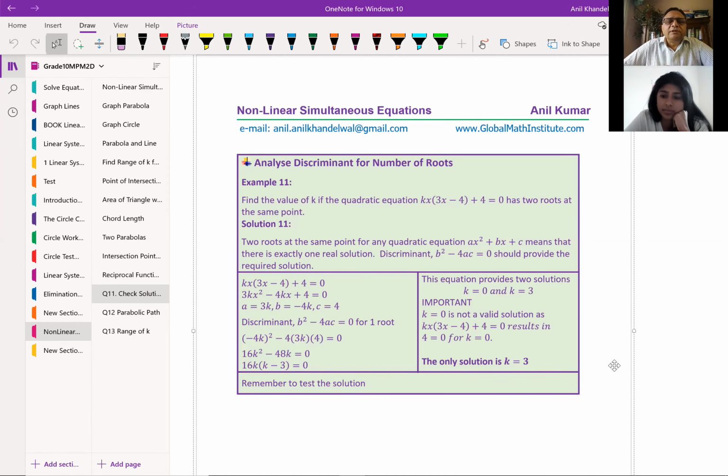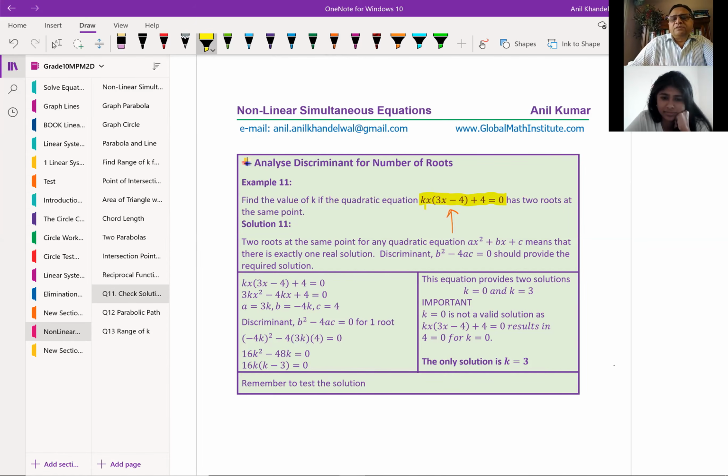So the question 11 here is, find the value of k if the quadratic equation kx(3x minus 4) plus 4 equals 0 has two roots at the same point. Now, in this particular case, you will see that the equation has been placed in a different form, right? And you'll also notice at the end a very, very important thing. So let me go through the solution and then we'll discuss it further.